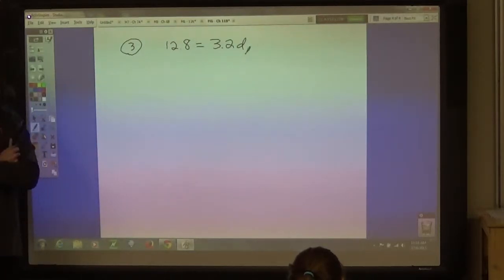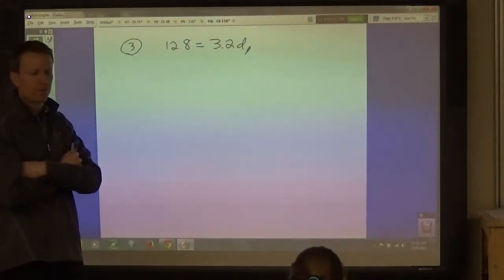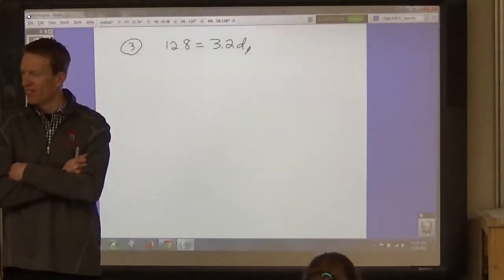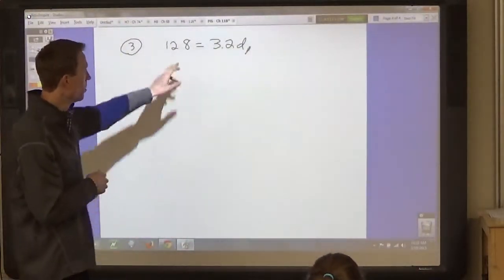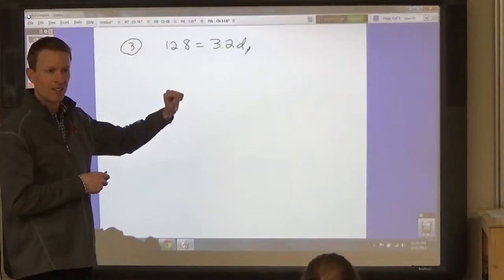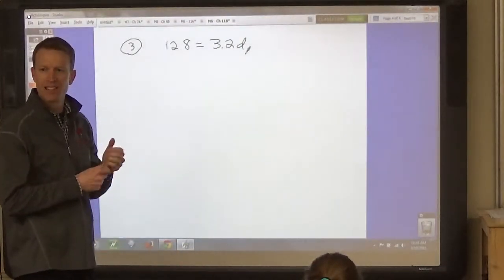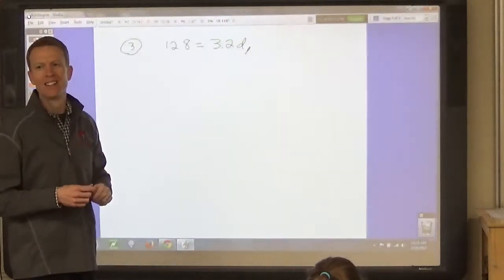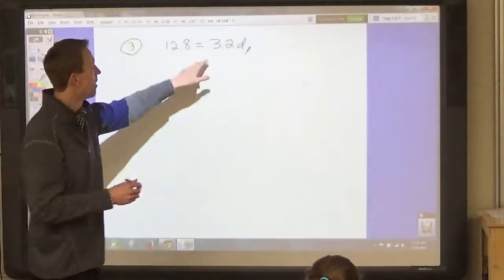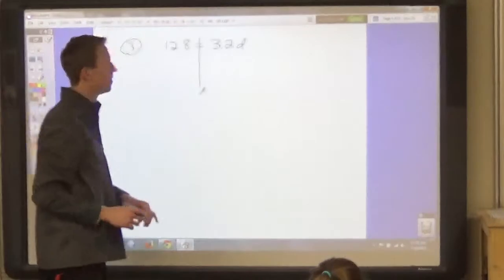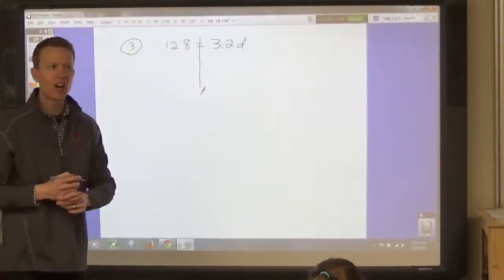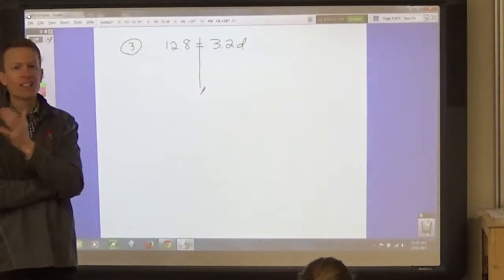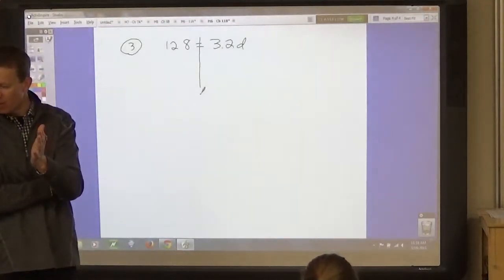Now, what's different about this one? Great. It has decimals. What else? Emily? It's flipped. What do you mean? The variable's on the other side. The variable's on the right side, isn't it? Which side should we start on? Start with the variable. Always start on the side with the variable.